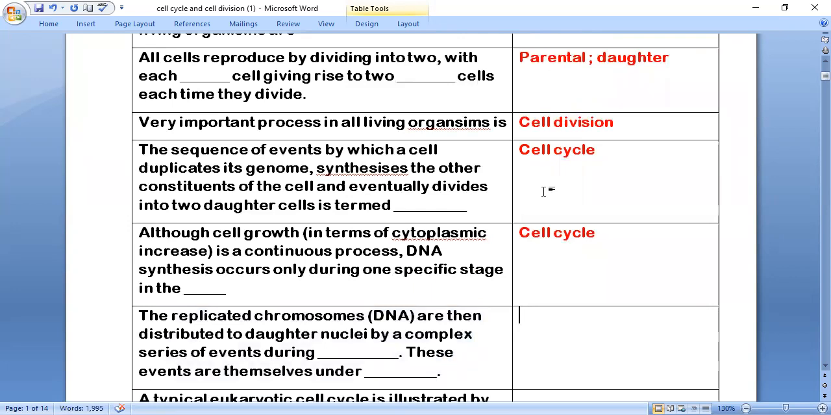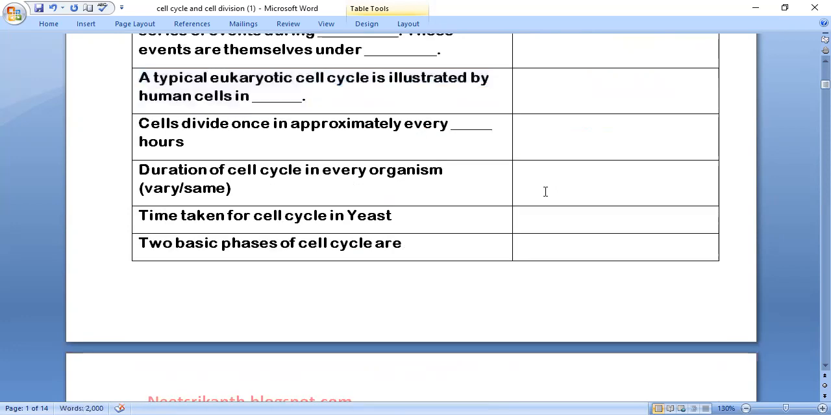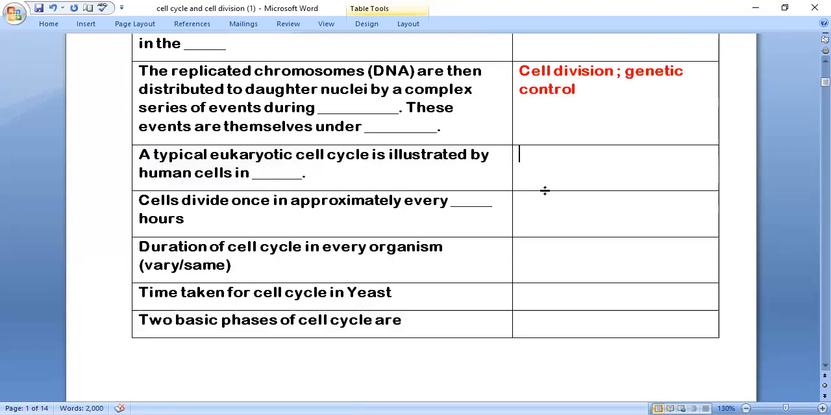Replicated chromosomes are then distributed to daughter nuclei by a complex series of events during cell division, and these events are themselves under genetic control. A typical eukaryotic cell is illustrated by human cells in culture. Cells divide once in approximately every 24 hours.